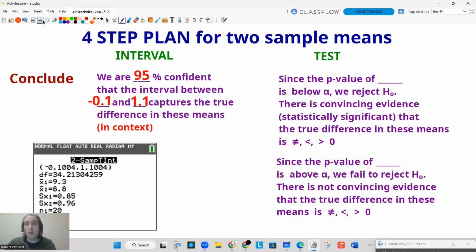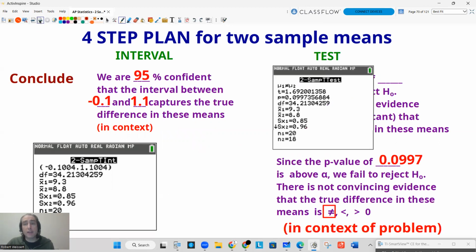For a test, we either have a rejection of the null hypothesis or we fail to reject, depending on our p-value. So if our p-value is low, we're going to reject the H0. We'd have convincing evidence. If it's high, we're going to fail to reject it. We do not have convincing evidence. In the case of this problem here, the p-value 0.0997, we probably fail to reject the null because that's greater than 5%, which is what we usually use. And this was a two-sided test, so we'd say there is not convincing evidence that the true difference in these two means is not equal to 0 in context of what the problem is talking about.